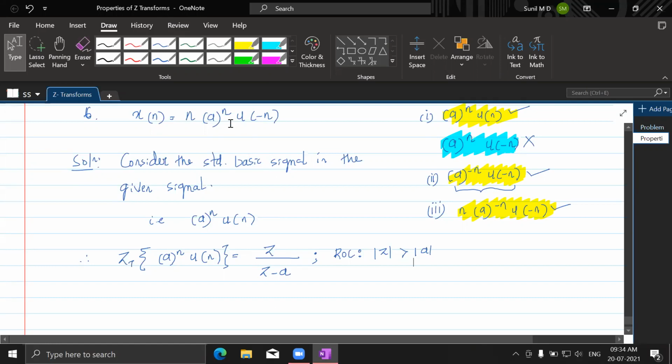Fine. Here on, they have given us a power n u of minus n, but a power n u of minus n is not a valid signal. Understand that? That's why I need both these n's to be negative. Both the n's to be negative. So how can I do that? Is the question.